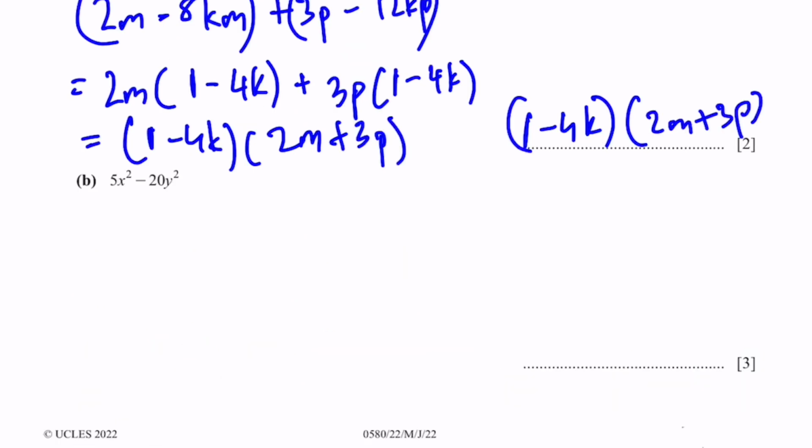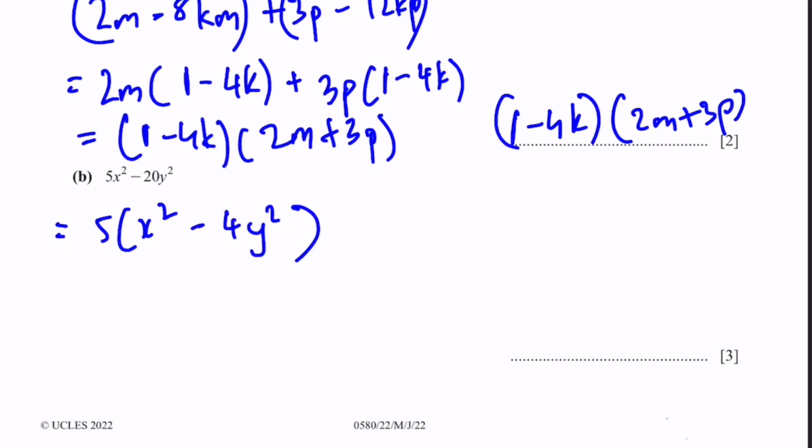B. 5x squared minus 20y squared. So we can factorize as 5 into x squared minus 4y squared. We can see that this x squared minus 4y squared is actually in the form of a squared minus b squared, where a is equal to x and b is equal to 2y. A squared minus b squared is equal to a plus b into a minus b.